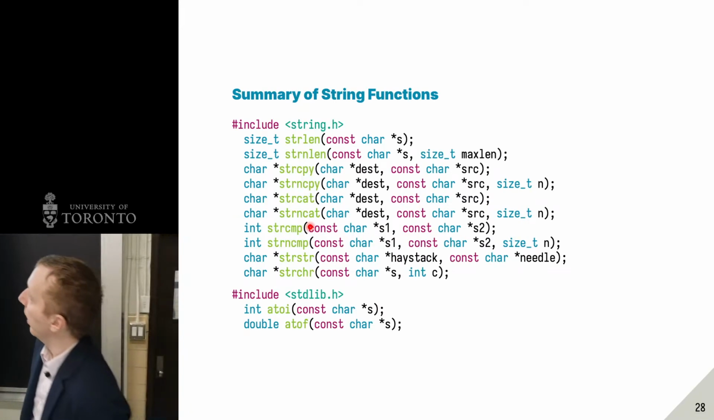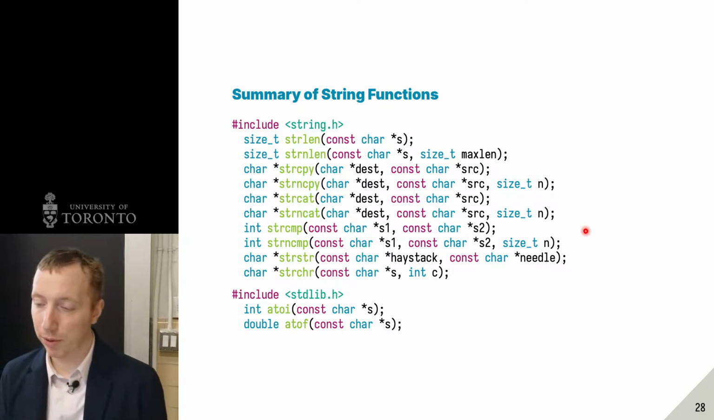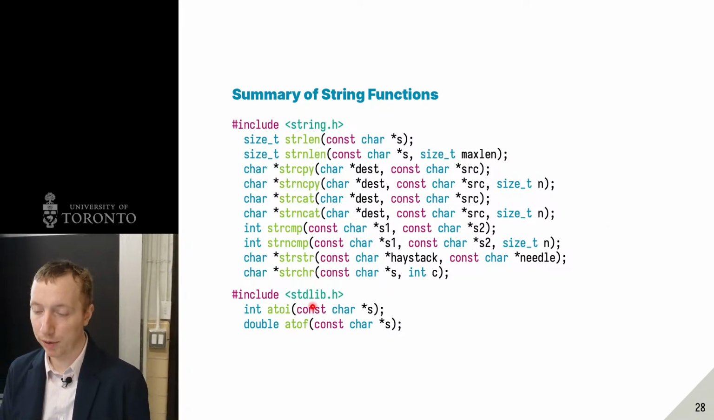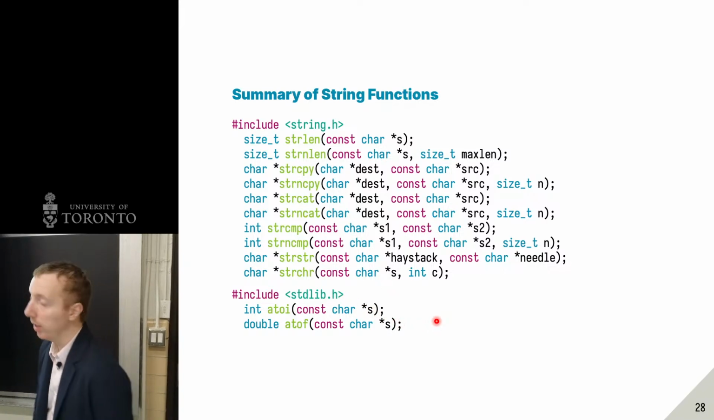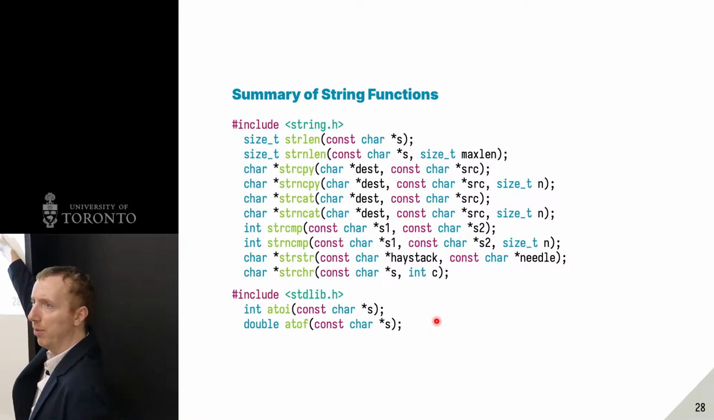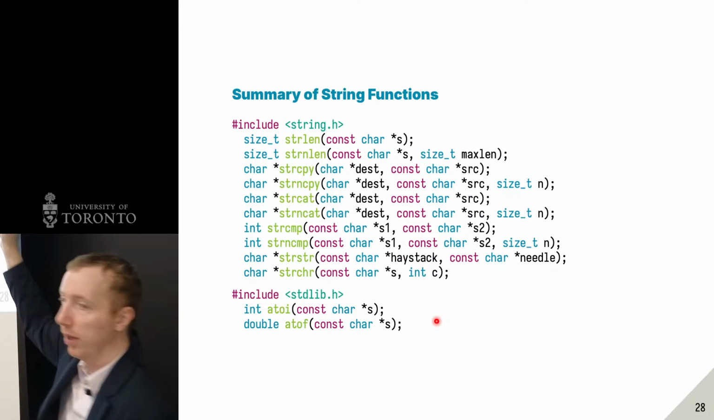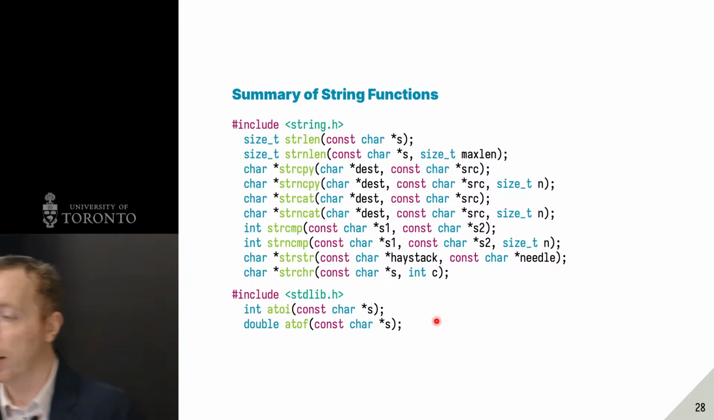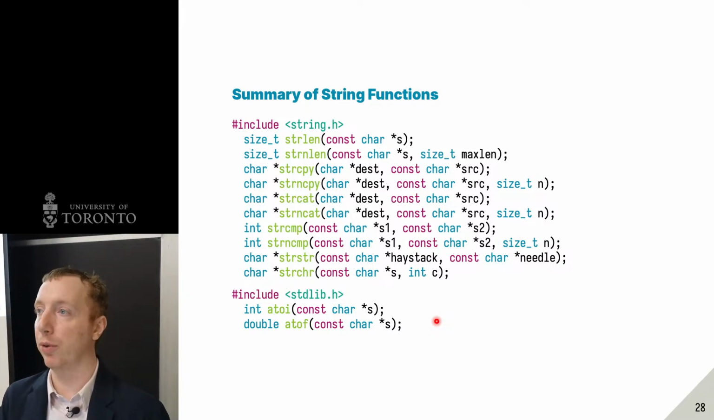So here's a summary. We went through the first 2, whirlwind. So the last 2 are in stdlib.h to convert a string to an int or a double. This is to help you with the labs. Lab 7 will probably involve strings. So these are all the functions you can use on a handy dandy slide for you to refer to.